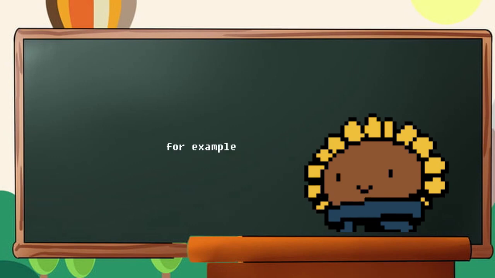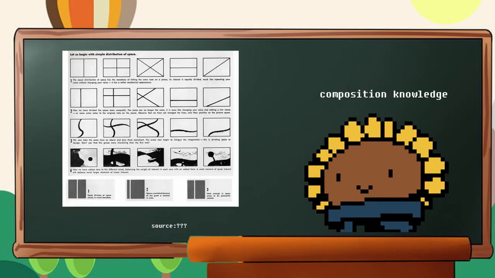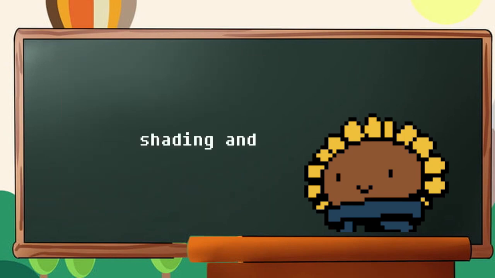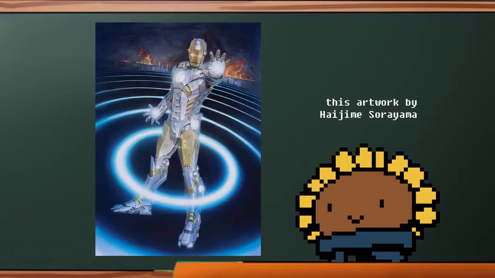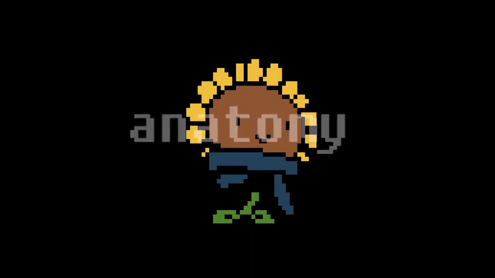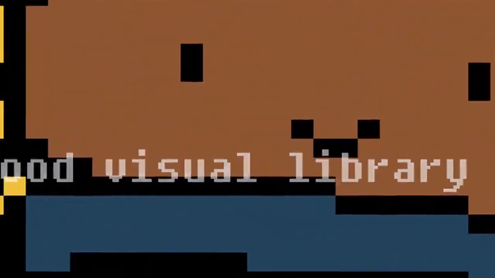For example, this artwork by Hiroshi Nagai requires perspective, colors, composition knowledge, but not a lot of shading and anatomy. However, this artwork by Hajime Sorayama requires a ton of anatomy, shading, rendering, color theory, three-dimensional form, perspective, gesture, understanding of material, texture, light logic, design, a good visual library.